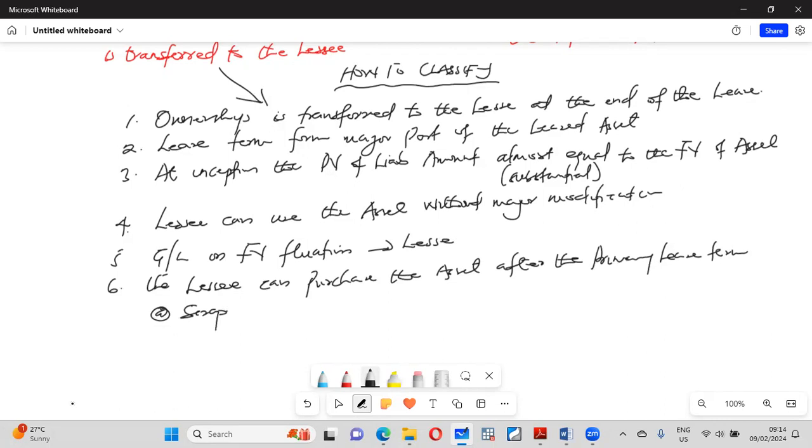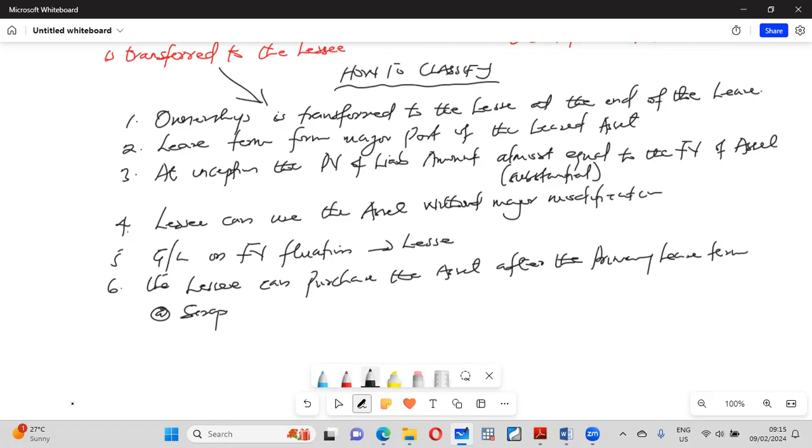All right, a value that is lower than the fair value. Okay, so that is that. If you see more than one of these, then it means that the thing is a finance lease. All right. So that is that.